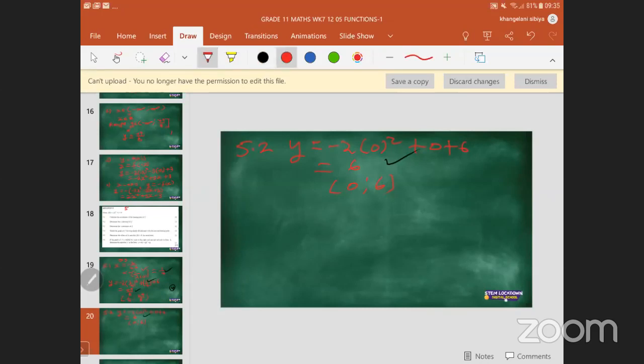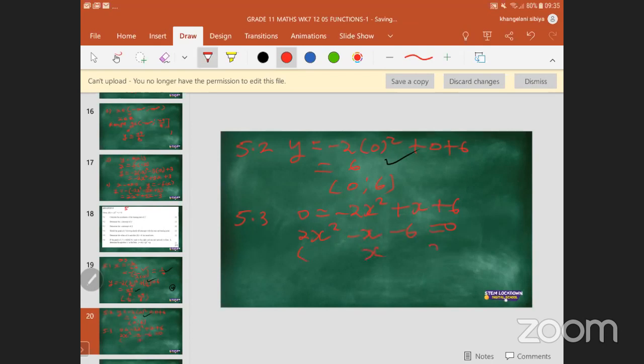Now 5.3, they are looking for the X-intercept. For the X-intercept, where there is Y, you put 0. So this would be 0 equal to negative 2x squared plus x plus 6. What do you do here? You transpose or you times by -1, but this would be positive 2x squared, minus x, and minus 6 equal to 0.